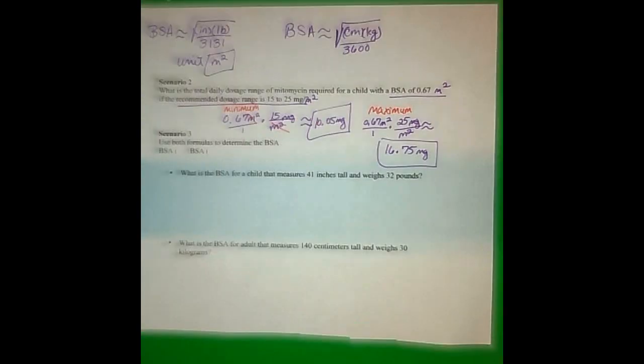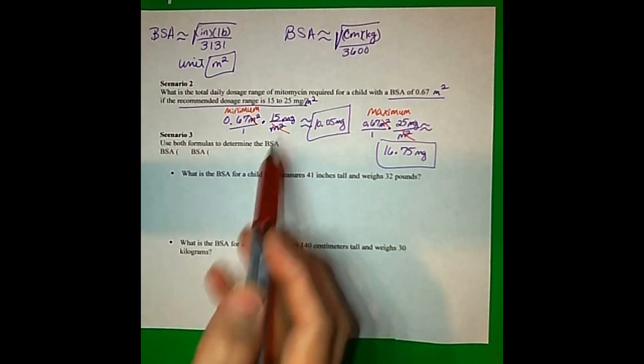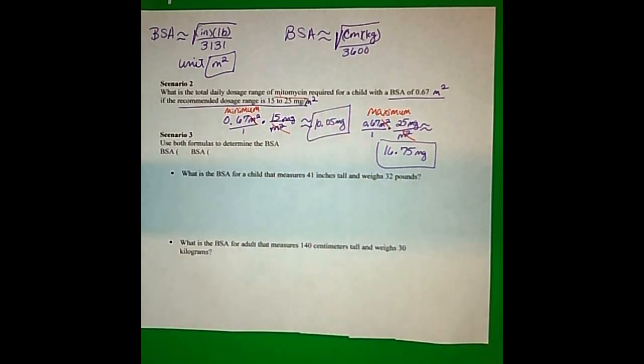That is the minimum. Then for the maximum, we take that 0.67 meters squared and multiply it by the 25 milligrams per meter squared. They reduce, and it leaves me with 16.75 milligrams. So this is the recommended dosage range for a person with this body surface area for a particular drug. Now these are just examples. They're not all exactly correct, but these are examples I pulled from the textbook.